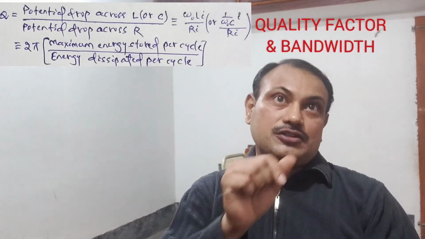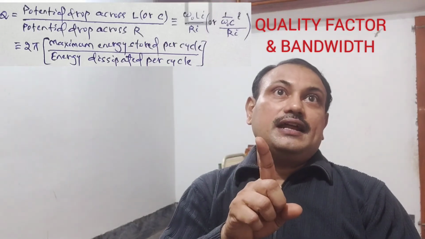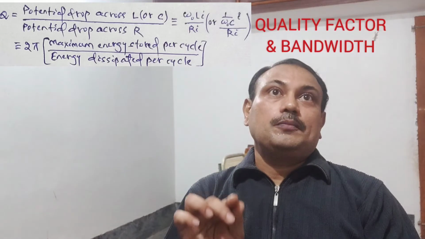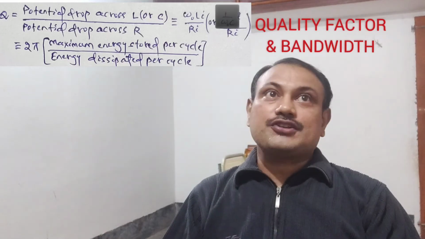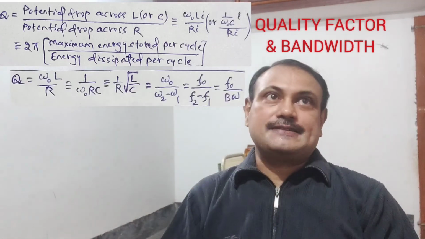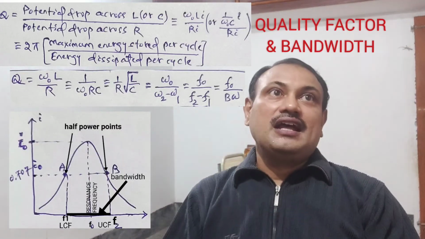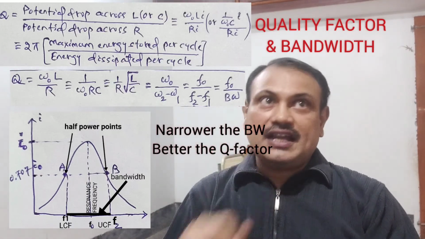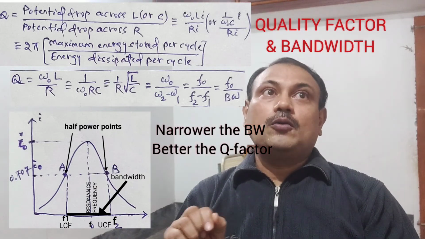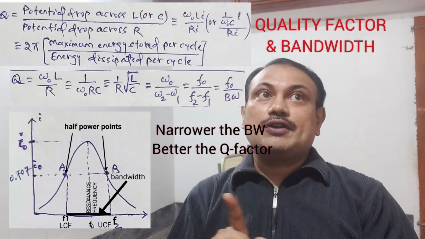And therefore we write the quality factor as the potential drop across the inductor or capacitor upon the potential drop across the resistor. So Q is equal to VL by RI, that is VL or VC by RI, which can also be written as 2 pi times maximum energy stored per cycle upon energy dissipated per cycle. That is equal to omega 0 L by R, which can also be written as 1 upon omega 0 RC, and that can also be written as 1 by R square root of L by C, and which we can also write from the graph as resonant frequency omega 0 upon omega 2 minus omega 1, that is equal to F0 by F2 minus F1, which is equal to F0 by bandwidth.